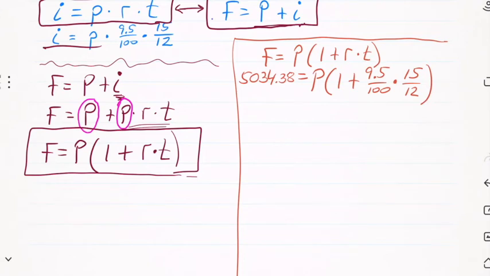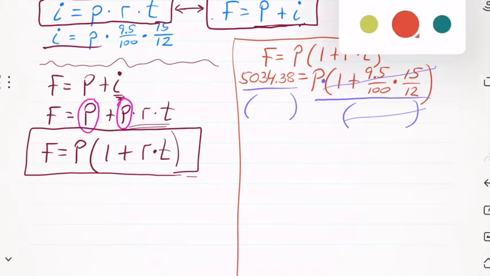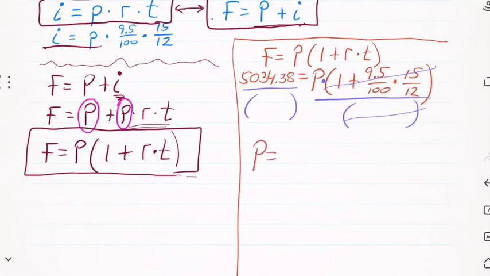All right, now to solve this equation for P, we're going to use the opposite operation of this. It's P times what's inside the parentheses. So the opposite operation is to divide both sides by what's inside the parentheses. Now, once you do that, these two parentheses are going to cancel each other out. They're exactly the same. You're going to get the P by itself.